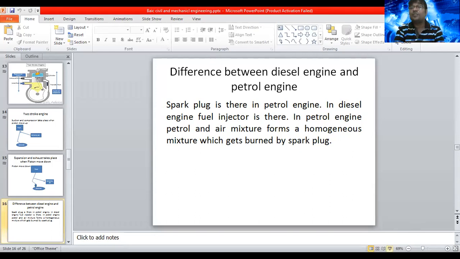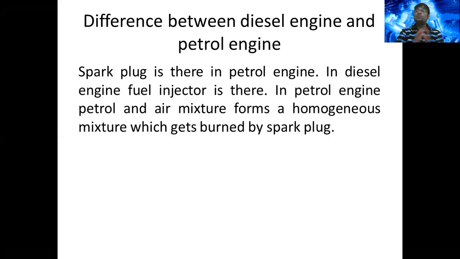In spark ignition engine, which fuel do we use? Petrol. In compression ignition, which fuel do we use? Diesel. When we talk about spark ignition engine, a spark plug is there in the petrol engine. What is the work of the spark plug? It gives a spark. Why does it give a spark? To burn the homogeneous mixture. What homogeneous mixture is there in the petrol engine? A petrol and air mixture, in homogeneous form. That homogeneous mixture is burned by the help of the spark plug. That's why they also give the name spark ignition engine.